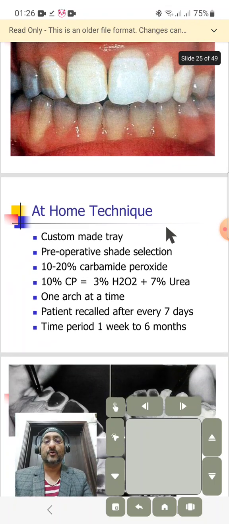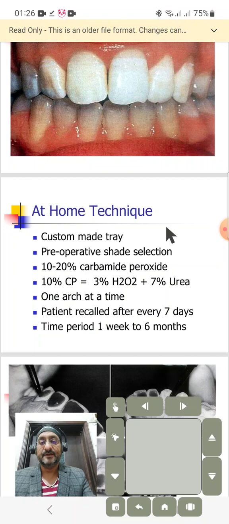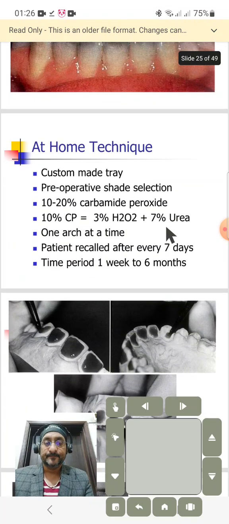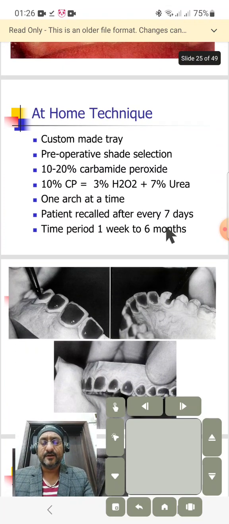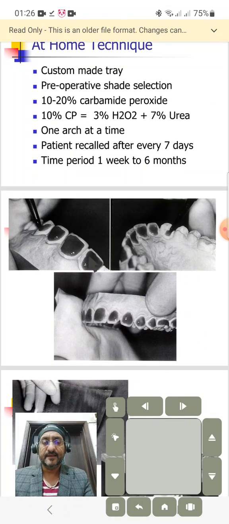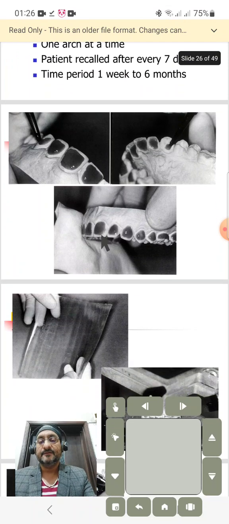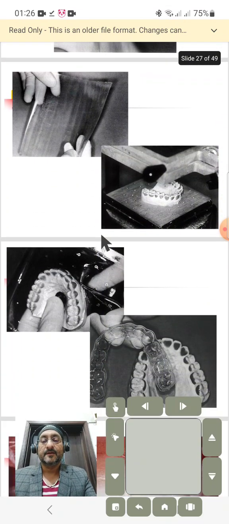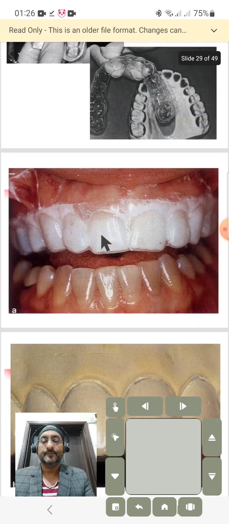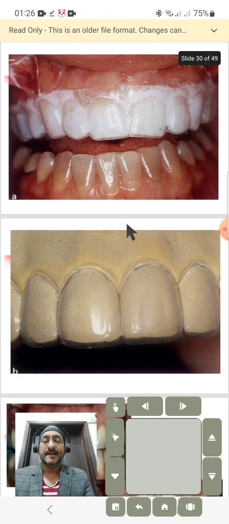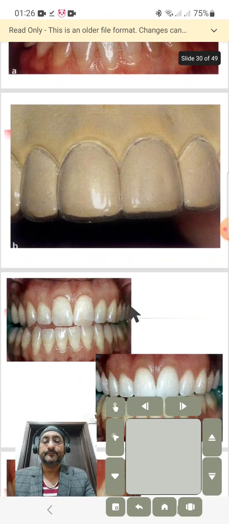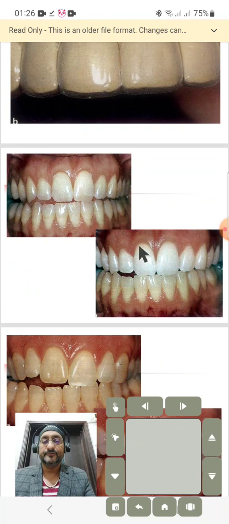The other method is the home technique with customized trays. You take the impression of the patient and make customized trays with spacing, and you can use 10% carbamide peroxide. This is the spacing, so once the patient puts in this bleaching agent, it will remain near the tooth. This is a well-adapted bleaching tray, and this is a post-treatment result.